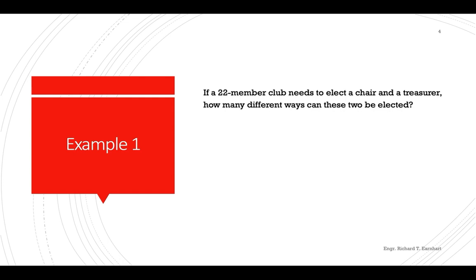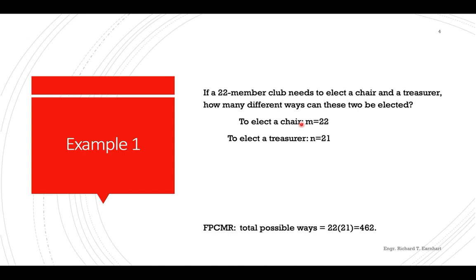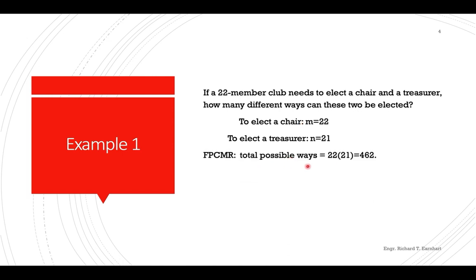Example 1: if a 22-member club needs to elect a chair and a treasurer, how many different ways can these two be elected? Now, to elect a chair, we have 22 possible outcomes coming from the 22 club members, and once a chair is elected, the total choices for the treasurer will be 22 minus 1, so that's 21. Since you're counting them simultaneously, the total possible ways will be 22 times 21, which is 462.